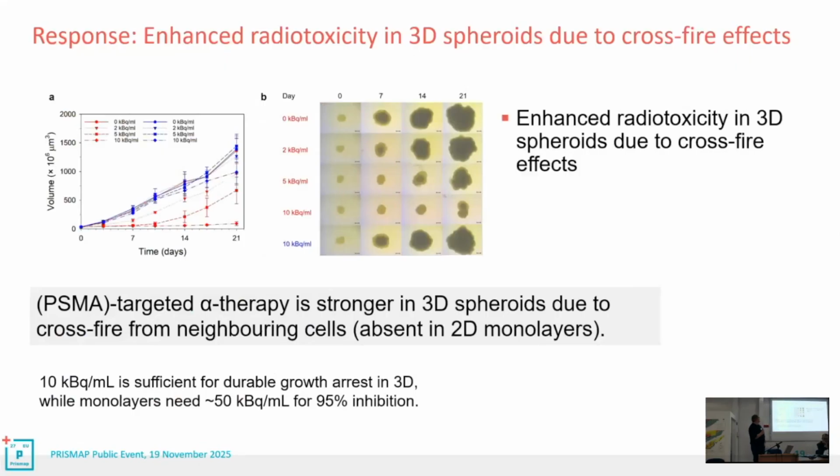Then we have the response from the enhanced, looking at 3D spheroids to take into consideration crossfire effects. You get enhanced radiotoxicity in 3D spheroids due to the crossfire effects. Therefore, some therapies are stronger in 3D spheroids than they are in 2D monolayers, for example. That is where you have to take account of the crossfire effects from neighboring cells.